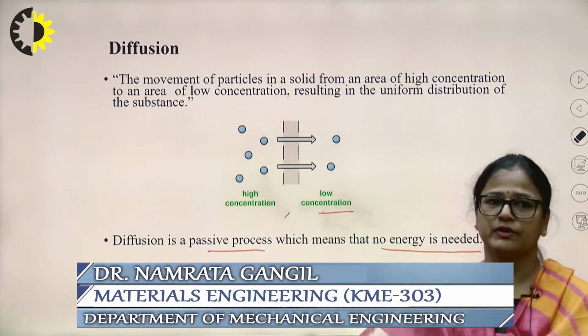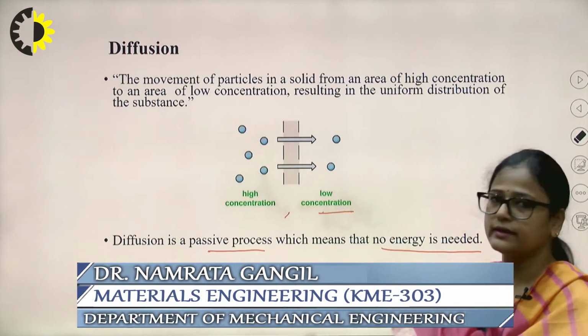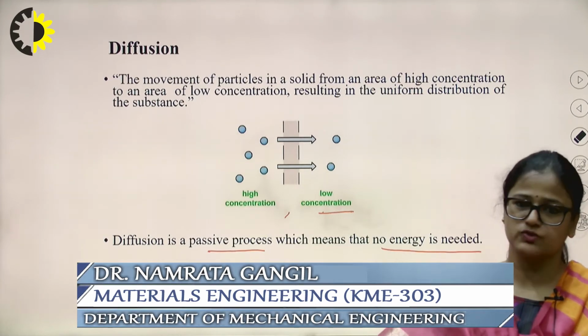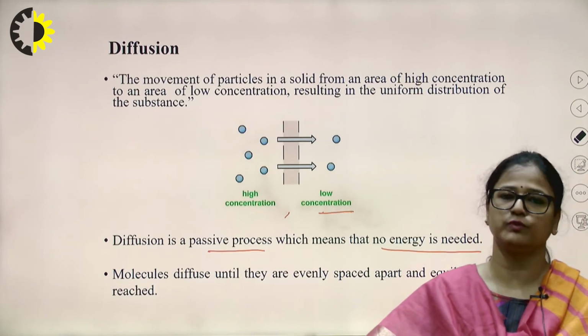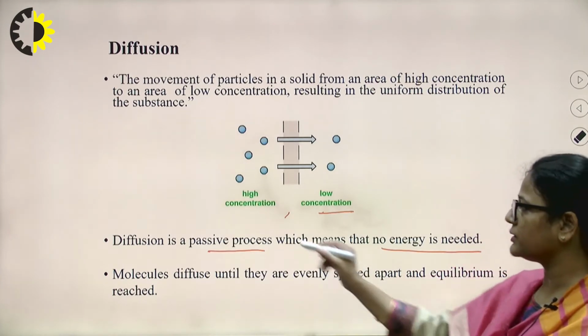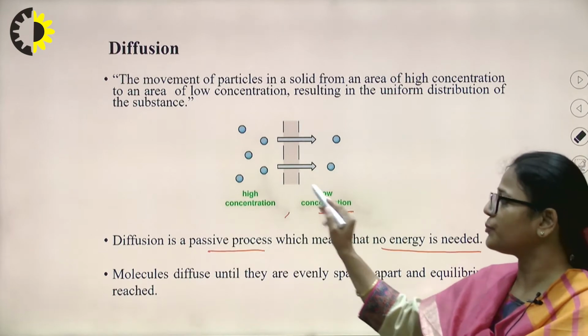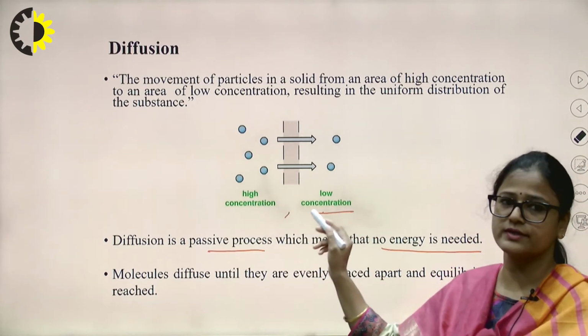So first we need to understand what is diffusion. The movement of particles in a solid from an area of high concentration to an area of low concentration, resulting in a uniform distribution of the substance. So this is the high concentration region and this is the low concentration region. Particles move from the high concentration region to the low concentration region in diffusion.